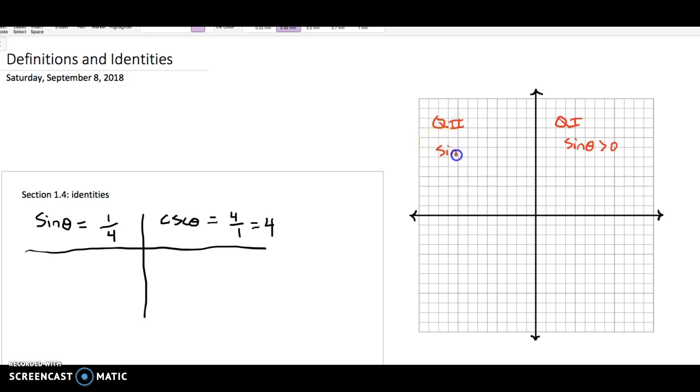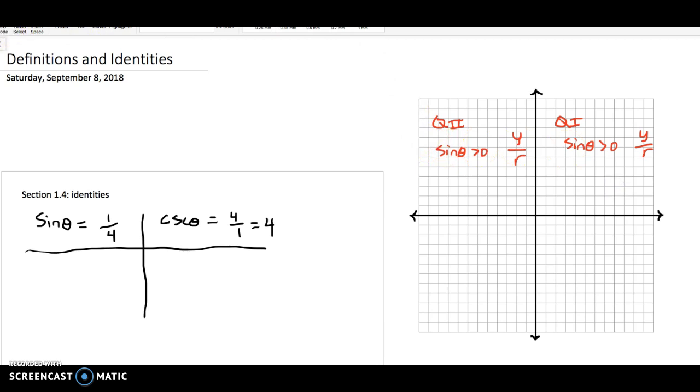See, that's the thing, is that you don't know which quadrant it's really coming from. Notice that what I'm really analyzing is that sine of theta by definition is y over r. And since r is always positive, the fact that I have 1/4 tells me that my y value is positive. And y values are positive in both quadrant 1 and quadrant 2. But the issue here is that it's quadrant 1 or quadrant 2, and so I don't know whether or not my cosine is negative or positive.